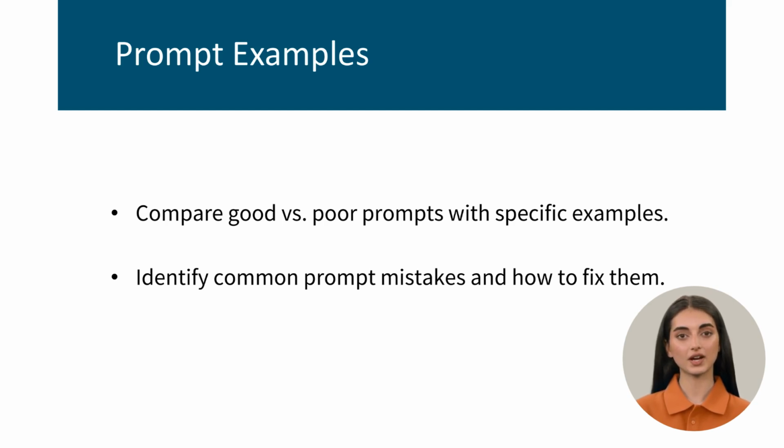Next, let's identify common prompt mistakes and how to fix them. One common mistake is using overly broad or generic prompts, which can lead to vague or irrelevant responses. For example, instead of asking, "How can we improve public safety?" a better prompt would be, "What are 3 effective strategies mid-sized cities have used to reduce traffic-related accidents?"